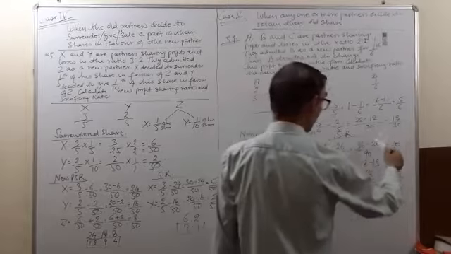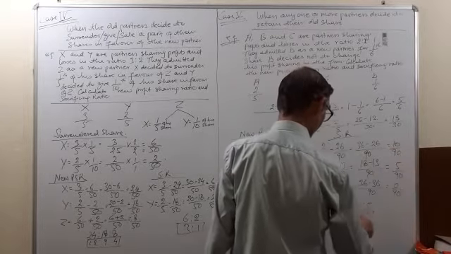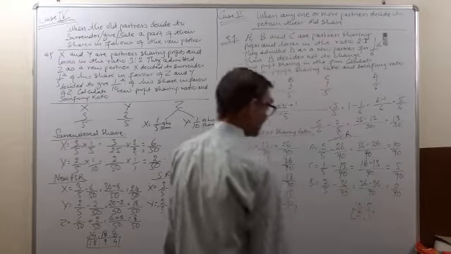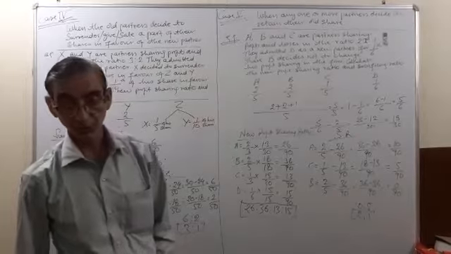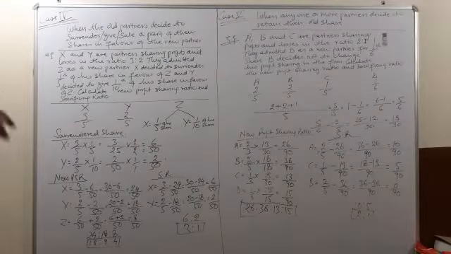So who is sacrificing? A and C. 10:5 is the ratio. Simplify it. 2:1 is the sacrificing ratio. So it's clear. Tomorrow we will start a few numericals of calculation of new profit sharing ratio and the sacrificing ratio.